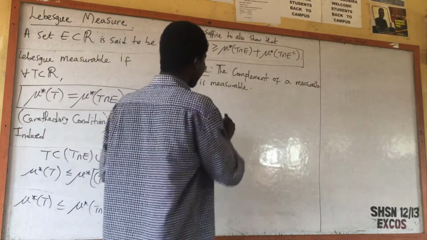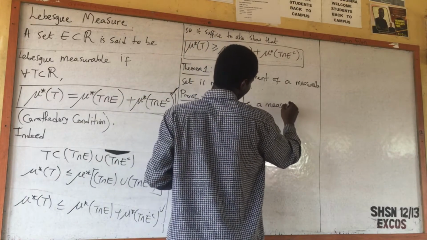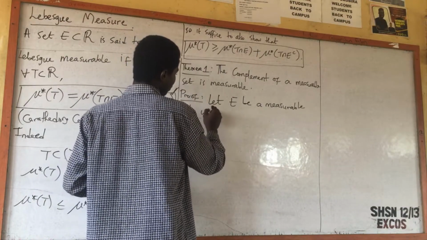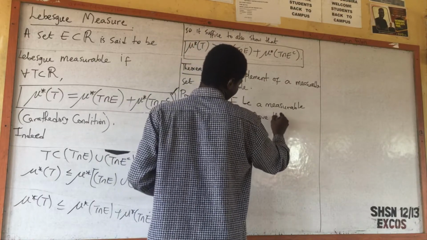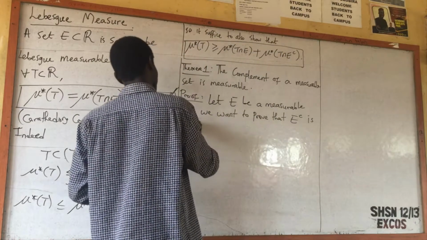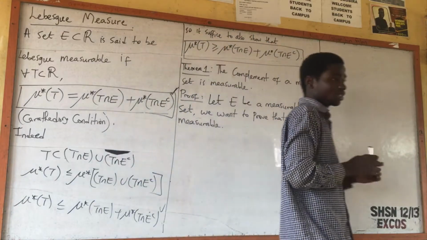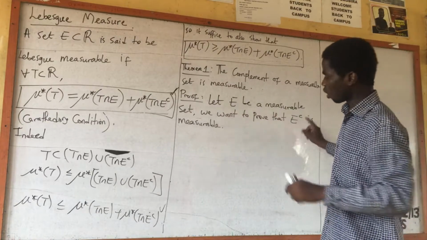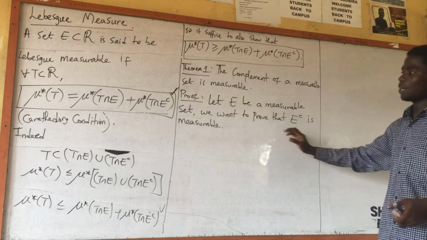The first thing is that we let E be a measurable set. We want to prove that E complement is measurable. That is what this theorem is talking about: if E is a measurable set, then its complement is measurable. So let E be a measurable set; we want to prove that E complement is measurable.